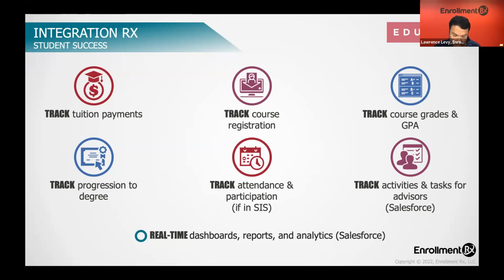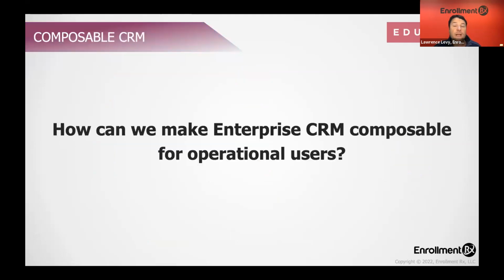So that is, again, the advantage of setting up that initial recruitment and admissions CRM from an enterprise capacity, and then being able to scale that and grow that beyond when you are ready to take advantage of that. So the next question we said we want to talk about was how do we make enterprise CRM composable for operational users? To talk about this, we want to first define, what is this term composable?